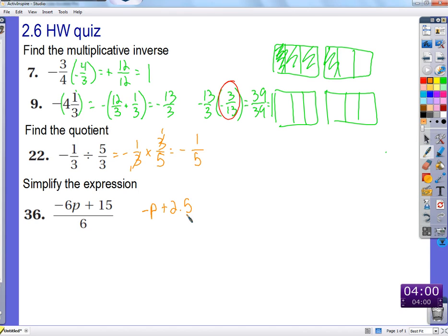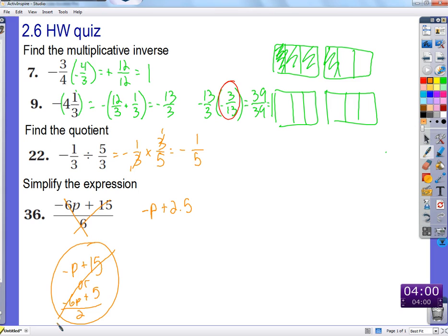The important thing here is that you don't do something like this and get negative p plus 15. Or, right, this is no. Well, we'll write something else here. Or this, canceling 6 with 15 and calling it negative 6p plus 5 over 2. This is a big no. Neither of these. Okay.